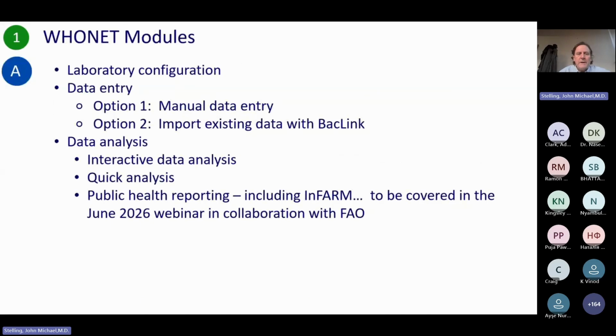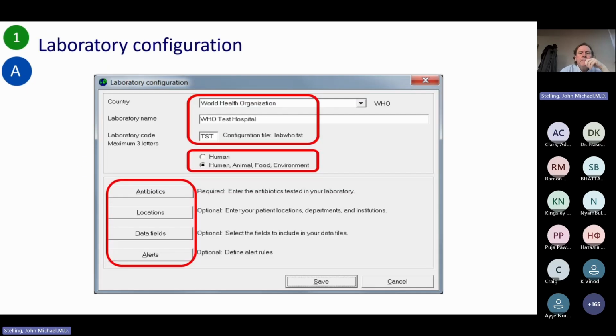This part very quickly, WHONET is configuration, data entry, data analysis. We've covered that in previous WHONET webinars, covering everything, but often with a focus on the human side. But I'm going to basically do a lot of the same thing, but focusing on some of the non-human elements. The last point on here is about InFARM. InFARM will be the subject of the next webinar in collaboration with FAO, and the tentative date would be at the end of June. Okay.